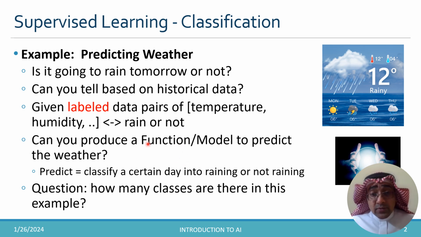So the question is, can we produce a function or a model to predict the weather? Predicting the weather is nothing but classifying, in our case, whether it is going to rain or not tomorrow. So the classification is rain versus no rain. The first question we should start with is, how many classes do we have, so that the Perceptron algorithm can distinguish between them? In our case, we only have two classes: the first class is rain and the second class is no rain.